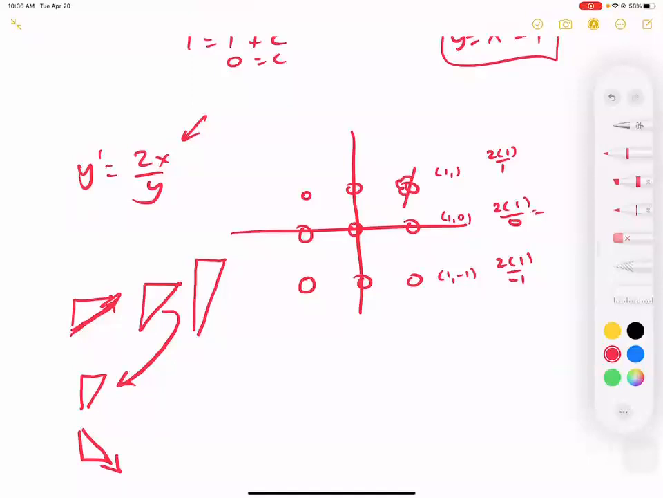This was undefined, so I'm not going to draw anything here, because the slope doesn't exist. Over here, it's going to be negative 2. So I'm going to go down, negative 2 over 1, an imaginary version of that. Okay.